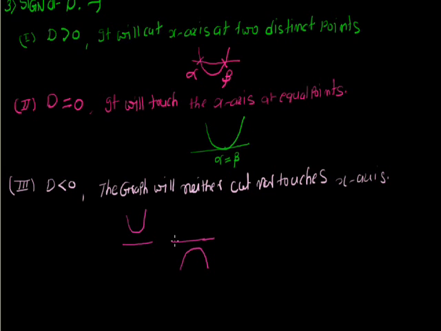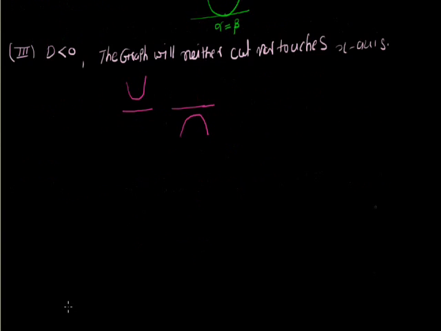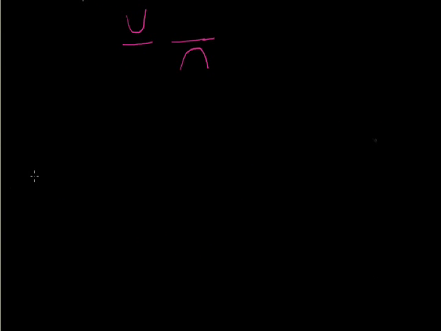Now finally we come to the sign of b. How does the sign of b affect the graph of the quadratic polynomial? So our next point is how it depends on the sign of b. We consider two cases. In the first case, if a is greater than 0 and b is greater than 0.